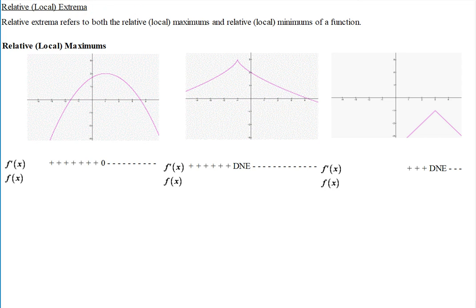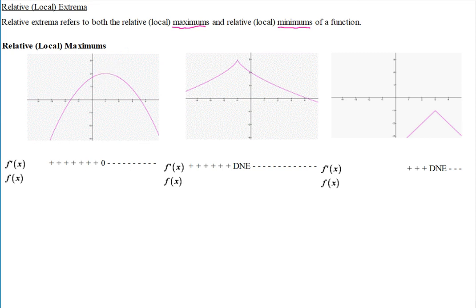So extrema, just think of that as the extreme values, and that refers to both maximums and minimums of a function. And relative and local are just two different words for the same thing in terms of maximums and minimums. It just means relative or nearby or locally.